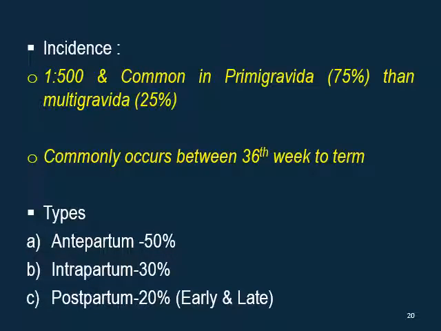The incidence of eclampsia is 1 in every 500 pregnancies. It is more common in primigravida. Commonly, it occurs between 36 weeks up to term. Eclampsia may be antepartum eclampsia in 50% of cases, intrapartum eclampsia in 30% of cases, and postpartum eclampsia in 20% of cases.